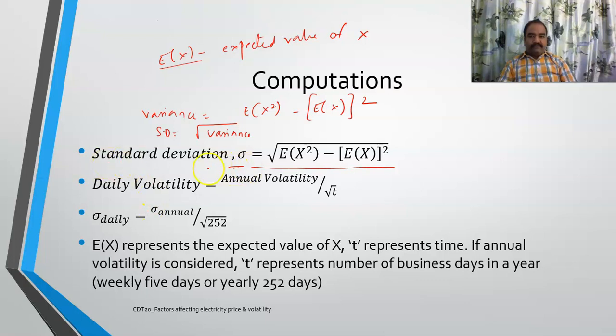And if I want daily volatility, I will divide the annual volatility by root t, where t is nothing but the number of active days. So if I want the standard deviation of daily, I'll calculate the standard deviation of annual divided by the square root of 252, where 252 is nothing but the active working days. Normally in a week we have 5 working days, right? So that's why we employ 252.